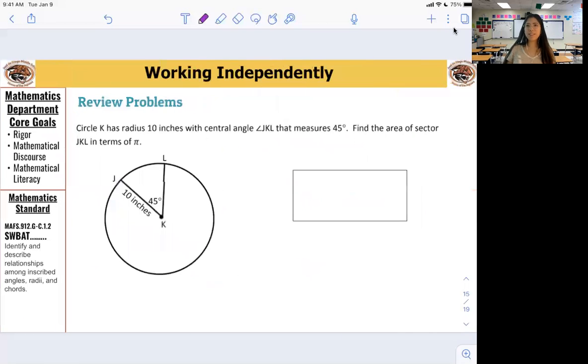All right, moving on to the last part of this. We have 10 minutes left. We'll see if we get through all of them. Just kind of reviewing this: circle K has a radius of 10 inches with a central angle that measures 45 degrees. Find the area of sector JKL. So we're looking for the area.